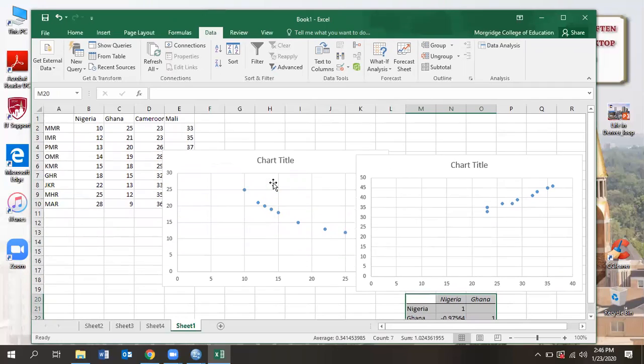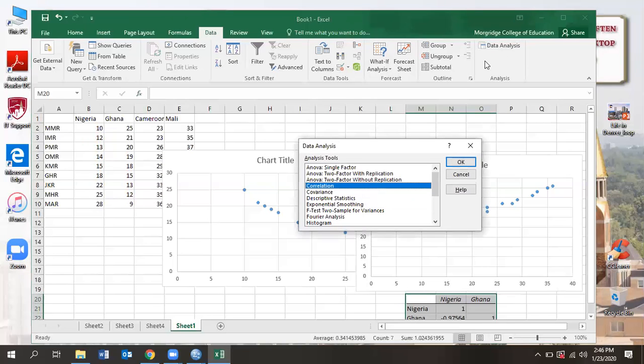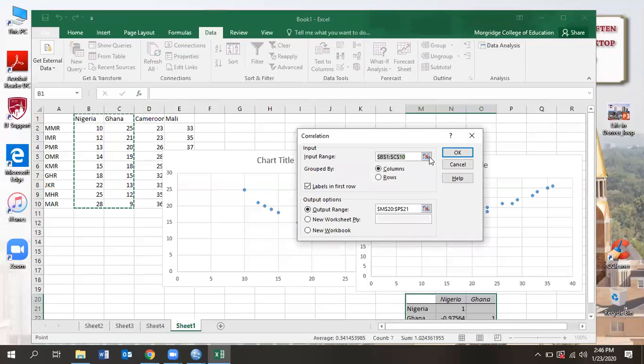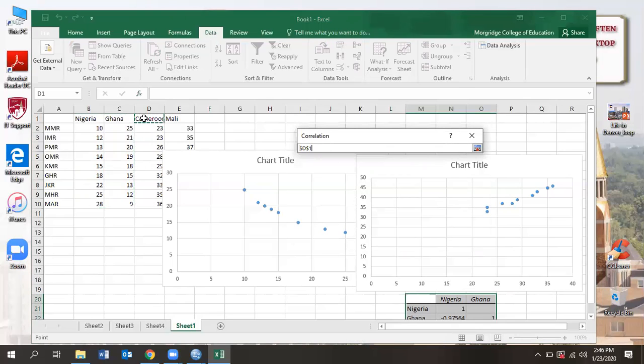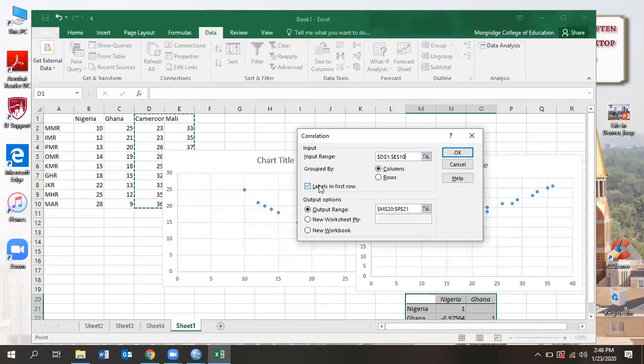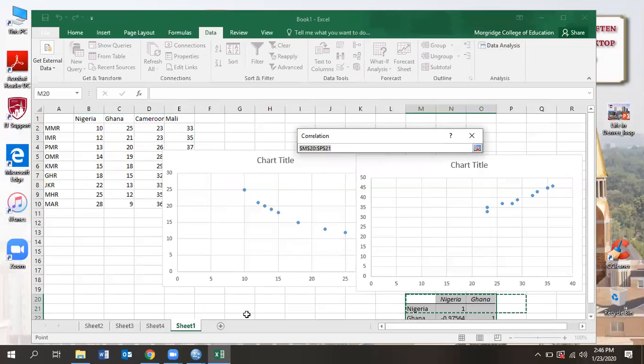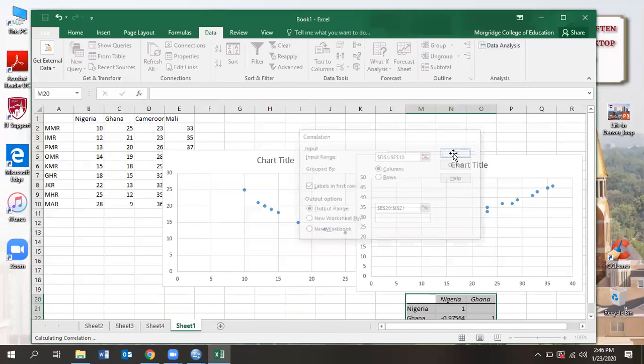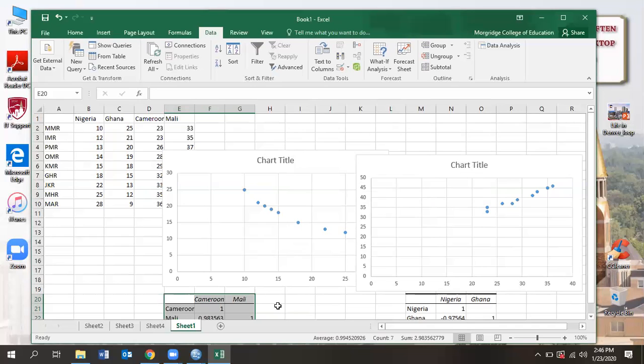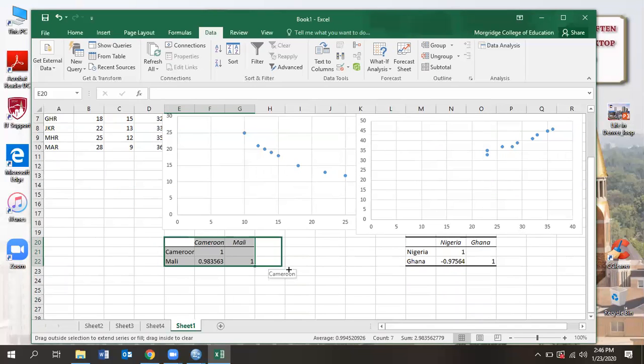And then if I do the one for Cameroon, of course back to Data Analysis ToolPak, Correlation again. This time around I want Cameroon and Mali. And then go back here. Of course, labels in first row, and for the output range, let's pick underneath. This time around, I want it to be under here. And then I go back, say OK. And then you can see in this one, we have a strong positive correlation.